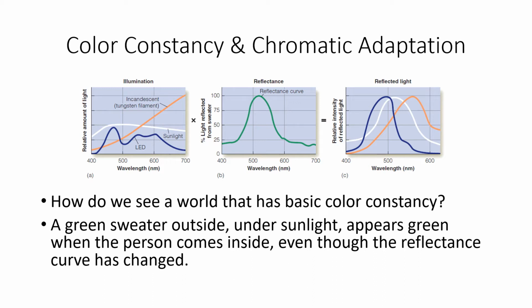And so when I have on clothing, or if I look at someone's eyes or hair, all of that is going to be absorbing some wavelengths and reflecting some wavelengths, but that can be shifted around depending on the illuminant. So a green sweater outside under sunlight appears green, and then when the person comes inside, it still appears green, even though now the reflectance curve has really been shifted or changed.